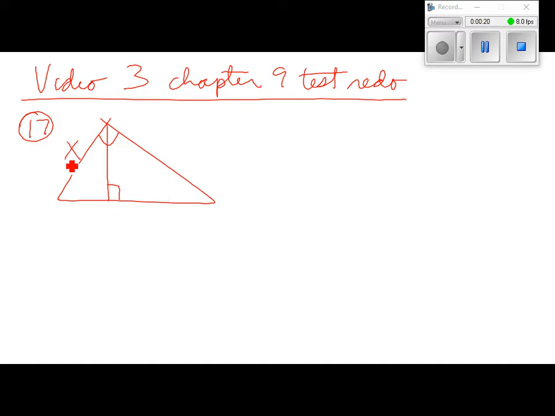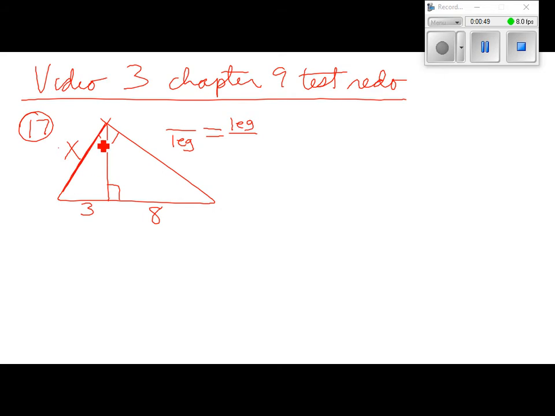That's x there, this is 3 here, that's 8. So what I'm going to do on this one is set up one of those two theorems. In this case, since I'm looking for this side right here, that's a leg, so I'm probably going to use the leg theorem. Leg theorem looks something like this. Remember, the leg is the geometric mean, so it goes in both those spots.